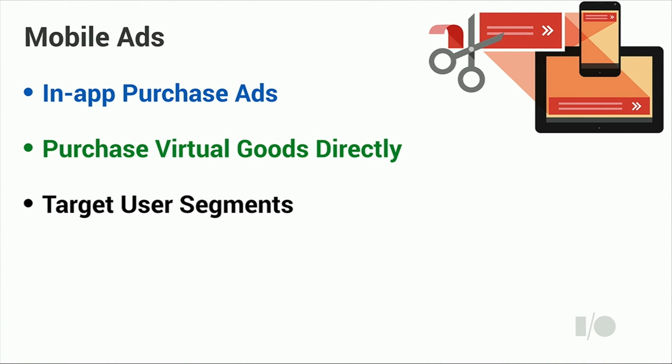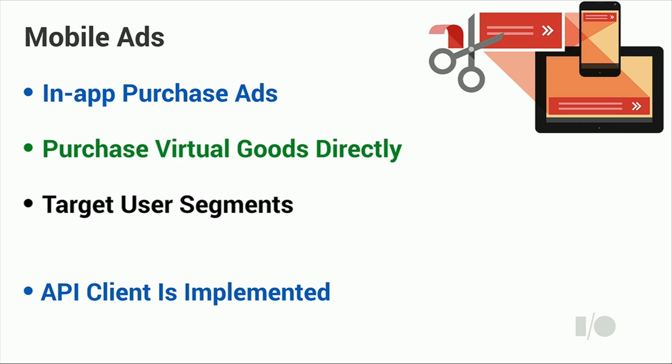Let's move over to mobile ads. What we did previously in Google Play Services, just recently, was we added in-app purchase ads. This allows users to, in the device, directly purchase virtual goods that are advertised. And it also allows the ads to be targeted to different user segments. So depending on who you are, you may get different ads. And in 5.0, we also made this extremely easy by providing APIs that allow you to configure this in a good way. That's great stuff.